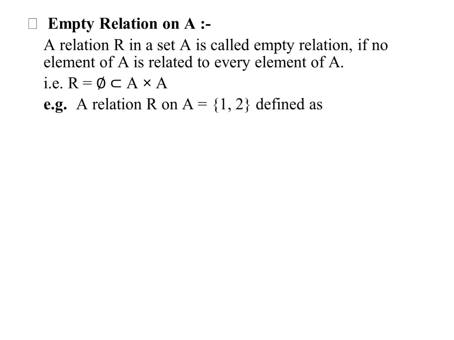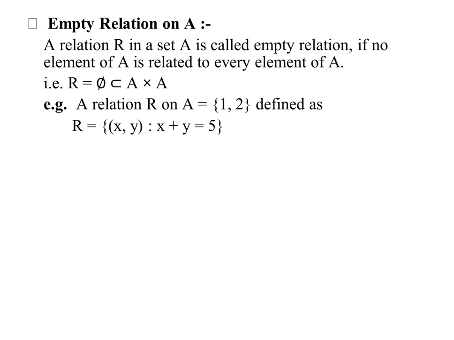Example: a relation R on the set A equal to {1, 2} is defined as R is equal to the ordered pairs xy, where x plus y is equal to 5. Now find the pairs in A cross A: 1 1, 1 2, 2 1 and 2 2. First pair 1 1, so x equal to 1 and y equal to 1. Then x plus y means 1 plus 1 is equal to 2, not equal to 5.